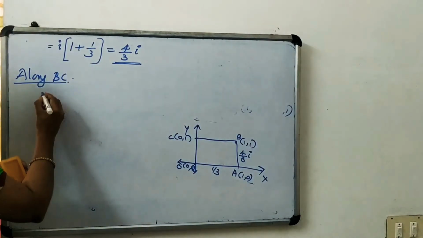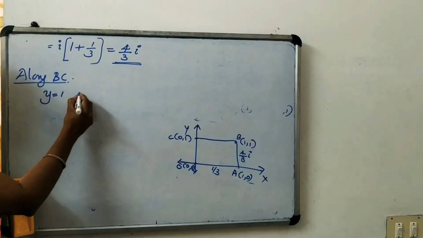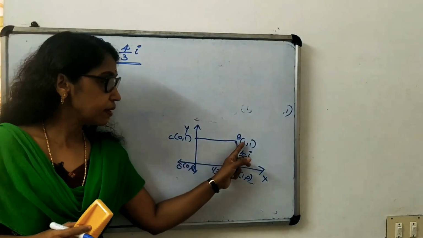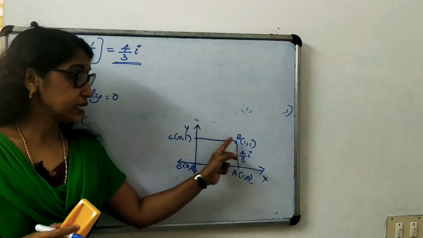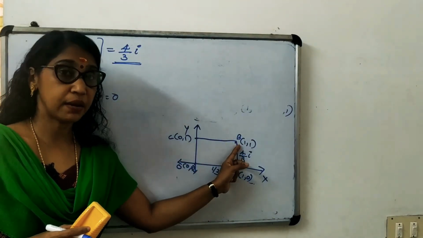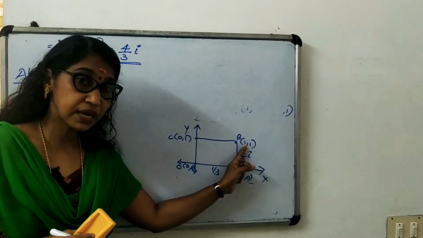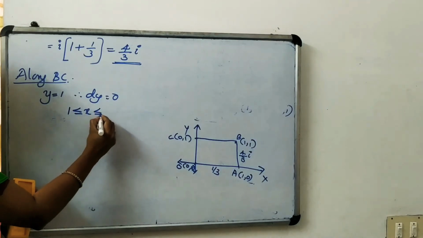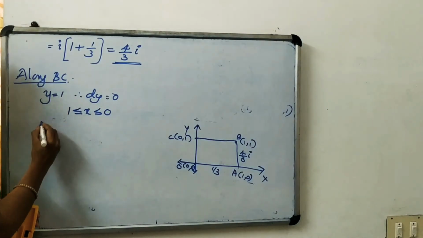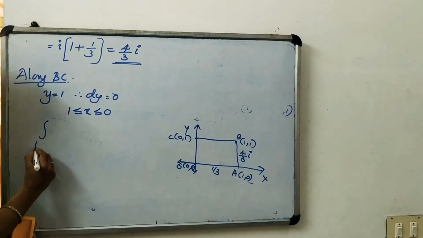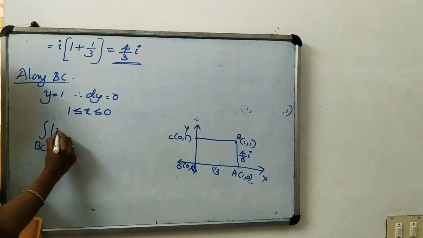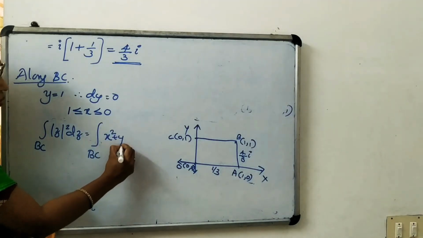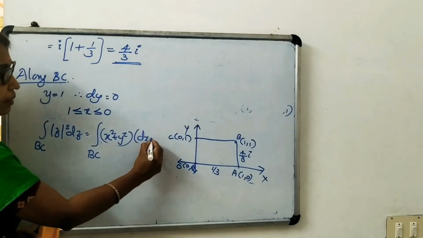So we are writing here, along BC y is equal to 1, therefore dy is equal to 0. And what is the variation of x? x varies from 1 to 0. Don't forget that, x varies from 1 to 0. The limits should not be reversed. The lower limit is 1 and the upper limit is 0. So x varies from 1 to 0, 1 less than or equal to x less than or equal to 0. And now the integral over BC of modulus of z square dz is equal to the integral over BC of x square plus y square into dx plus i dy.